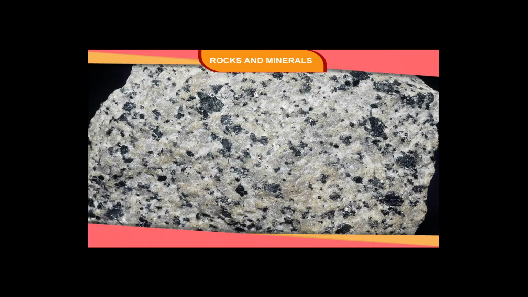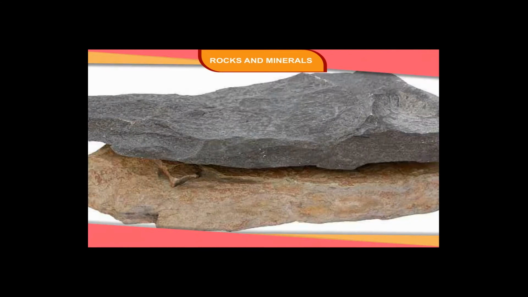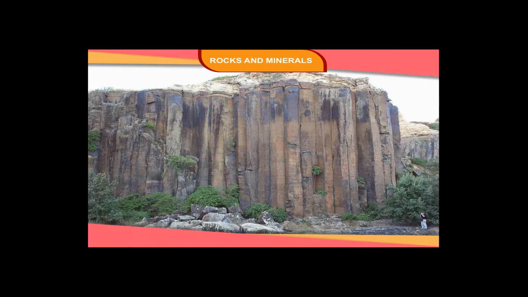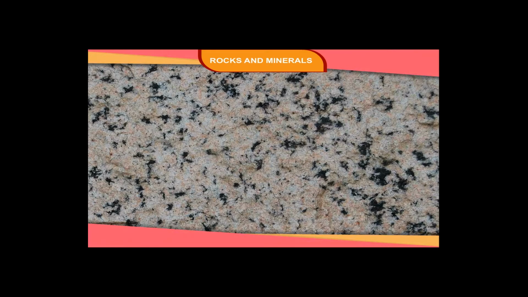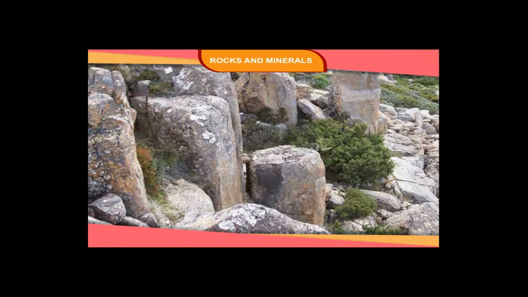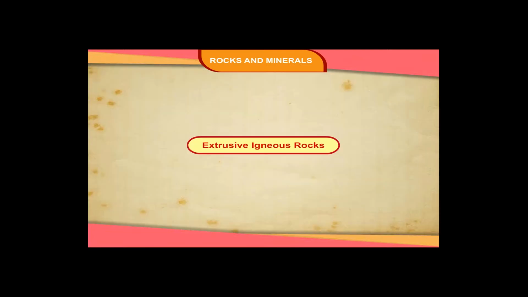Igneous rocks are very hard. Most rocks found on the earth belong to this category. They are good building materials. Examples of such rocks are basalt, granite, and dolerite. They can be further divided into two subtypes.